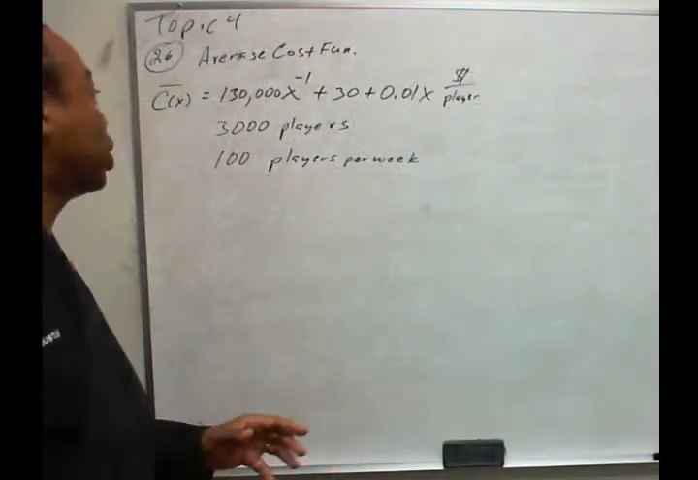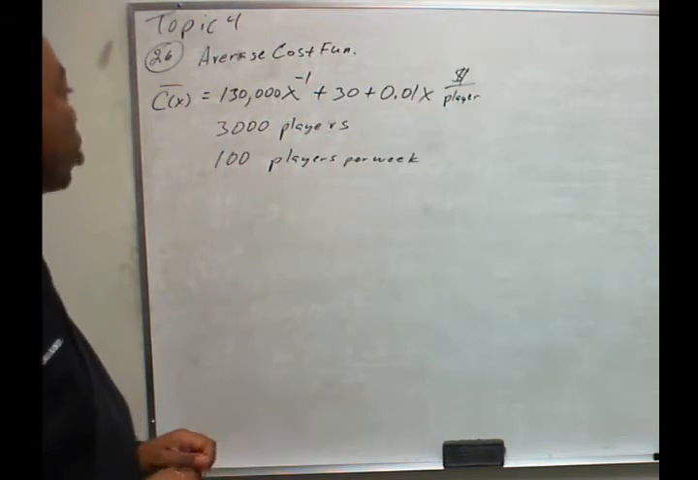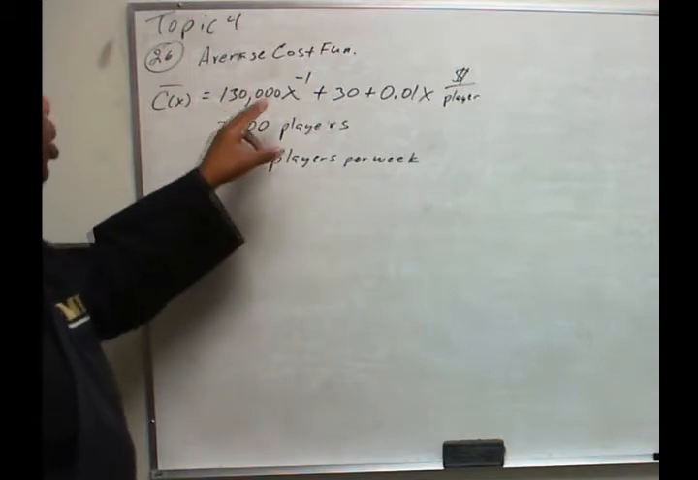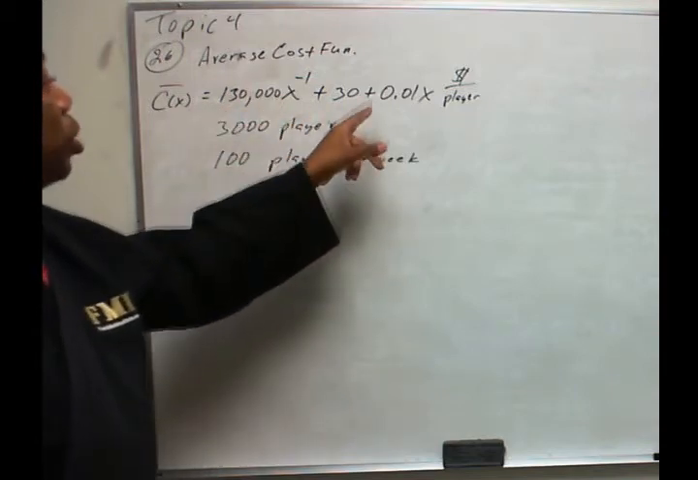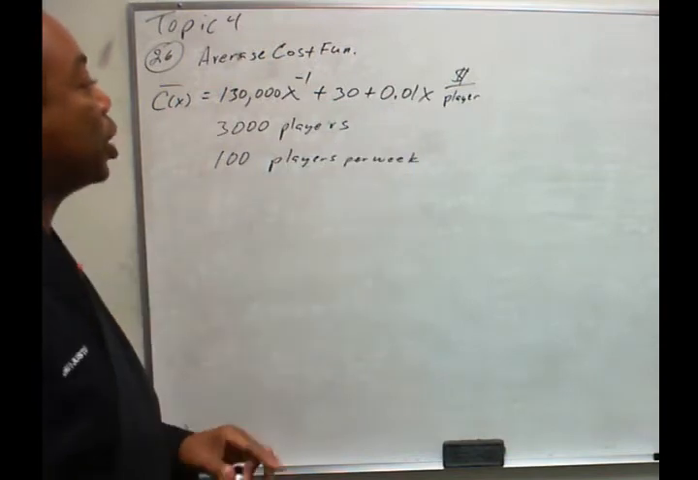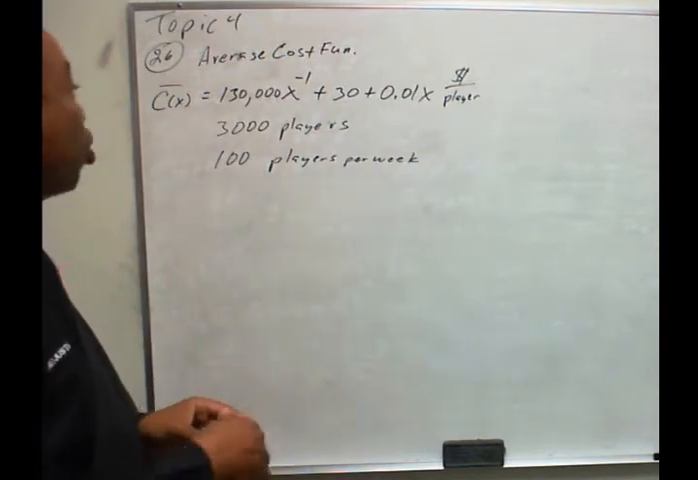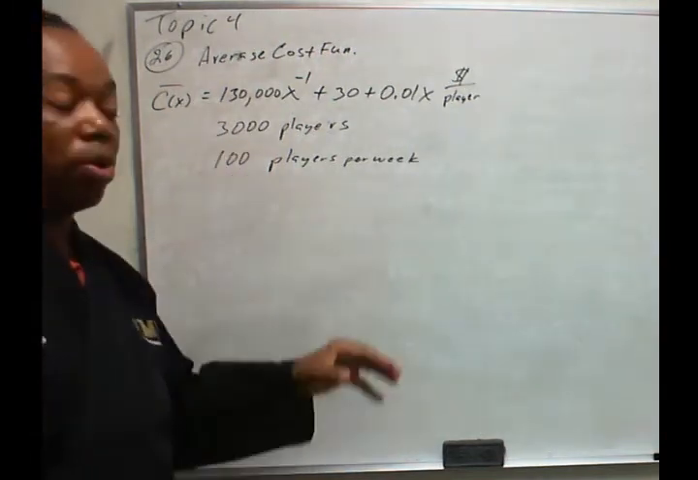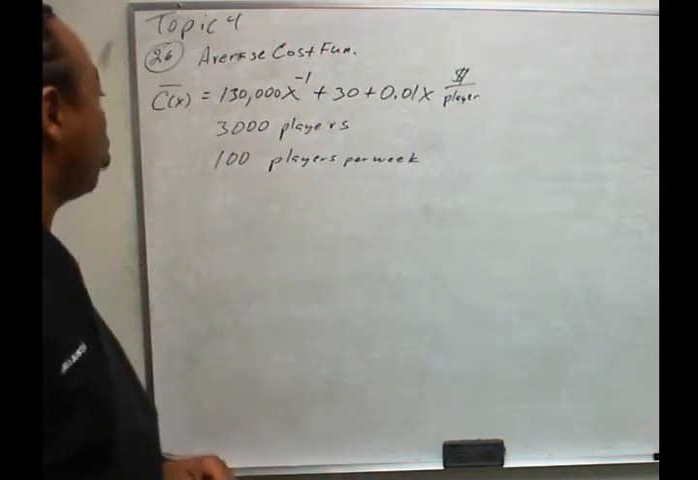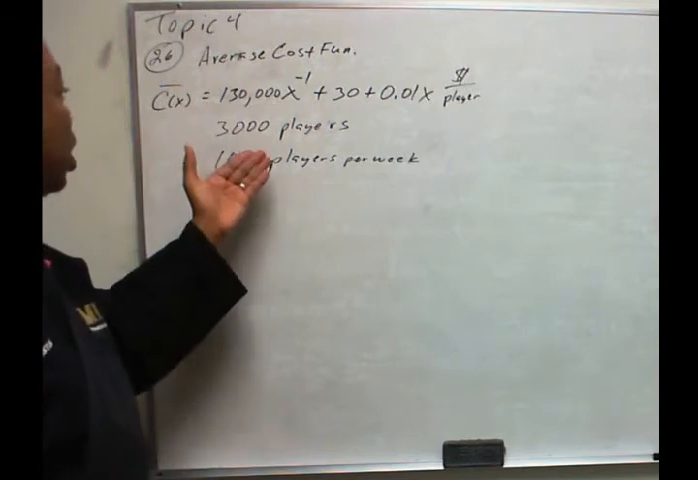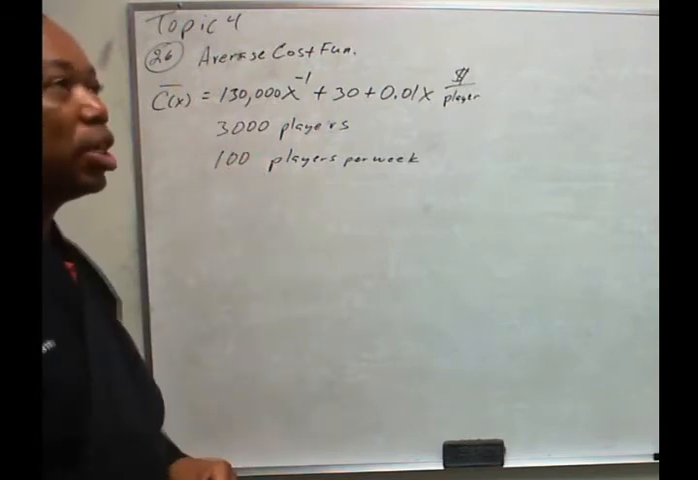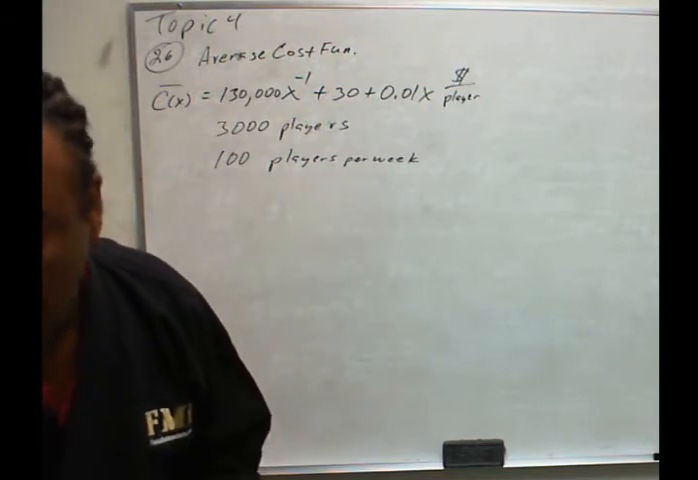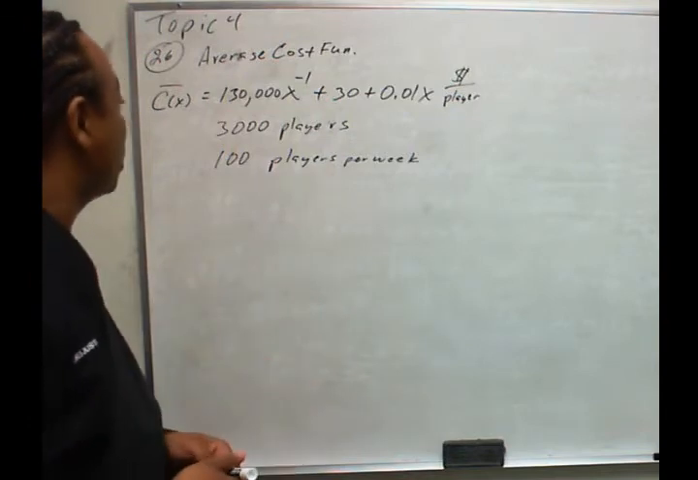Okay, topic for homework number 26. We have an average cost function for CD players, and it's 130,000 times x to the negative 1 power plus 30 plus 0.01x, and this is the average cost per player. And we're told that there are 3,000 players and 100 players per week are being made, and we want to know what is our average cost at this point. What is happening to the average cost function at this point?